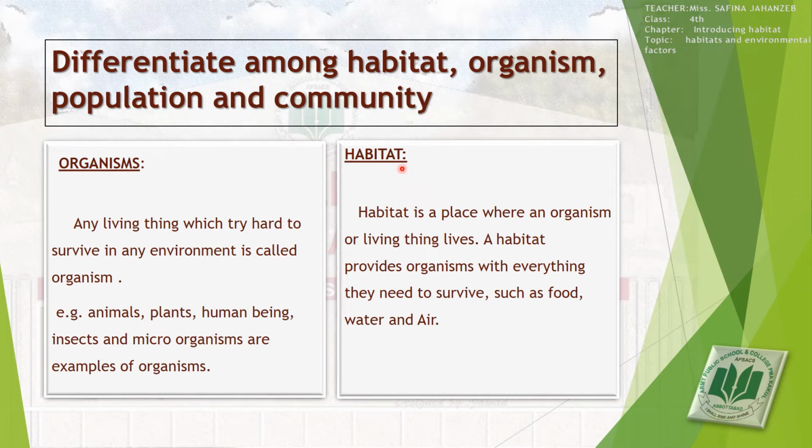The second definition is about habitat. What is habitat? Habitat is a place where an organism or living thing lives. A habitat provides organisms with everything they need to survive, such as food, water, and air. This second definition is about habitat, on which our whole chapter is based.